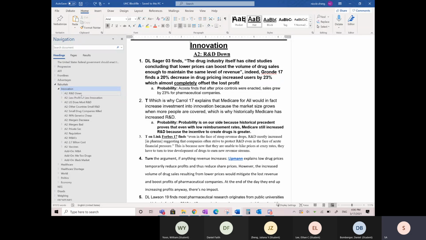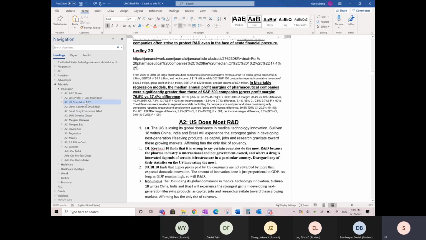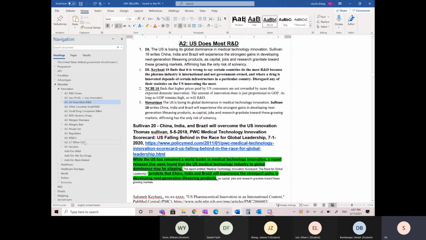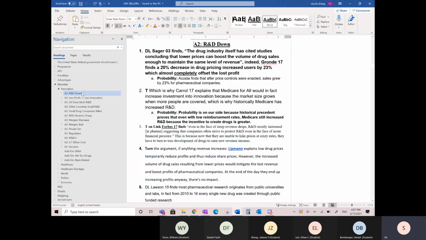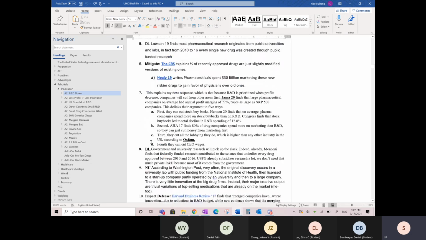A lot of what people will say on innovation is that less profit means less innovation, or the US does all the innovation, or, where is it? There was also the US government does most of the innovation. So you would have specific headers for each argument, and then underneath each one you would have all of your different arguments.